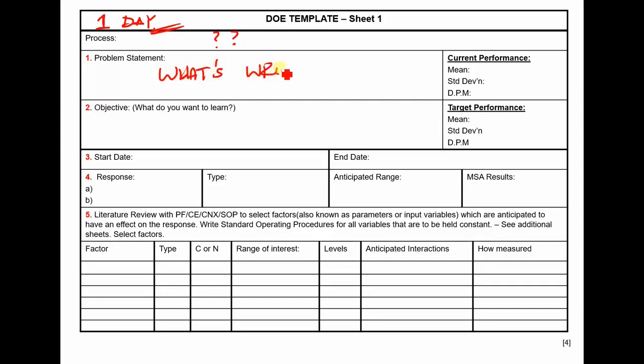Then it says, okay, what's your objective? Now I know what your real objective is: to fix that. But that's not the way we want you to think. You are doing a test. You have the opportunity to find out incredible amounts of information just out of one test if you design it correctly. So the question is, what do you want to learn?